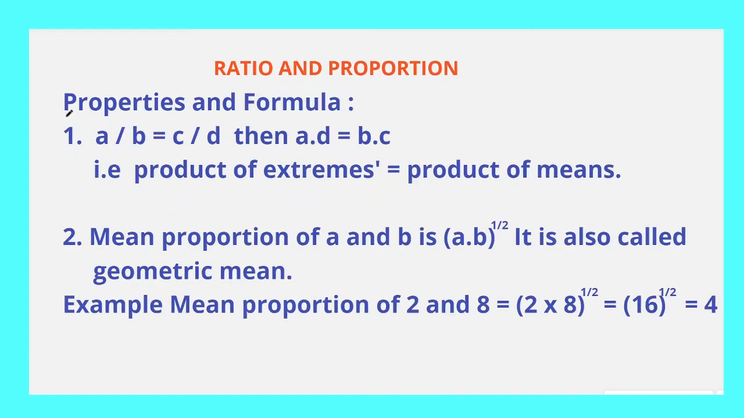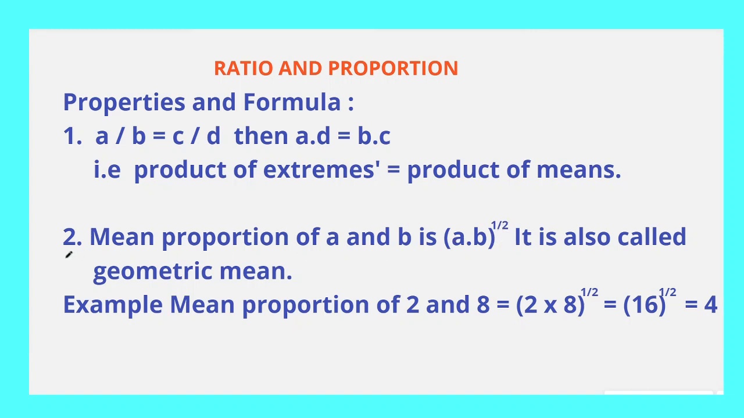Properties and formula of proportion. The first formula is A upon B equal to C upon D. Then we can get by cross multiplication A into D equal to B into C. Here A and D are extremes and B and C are means. So we can say the product of extremes equals the product of means. Second formula, the mean proportion of two numbers A and B is the square root of A into B, or A into B to the power 1 by 2.